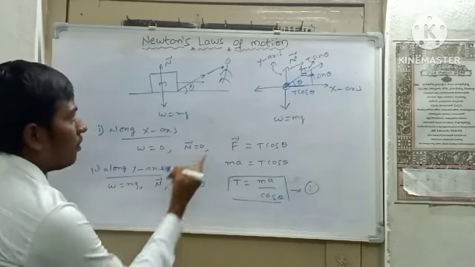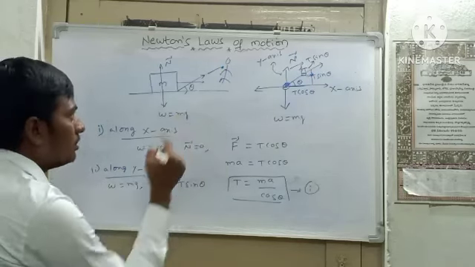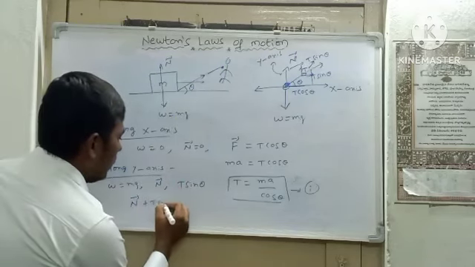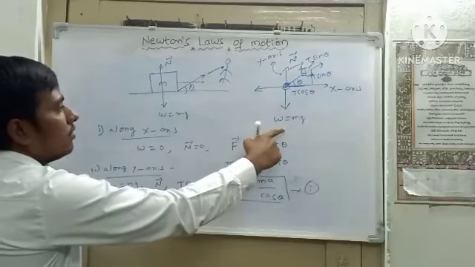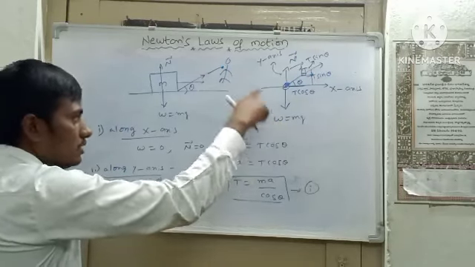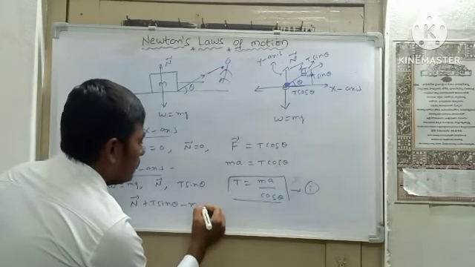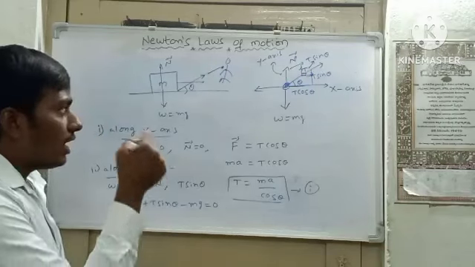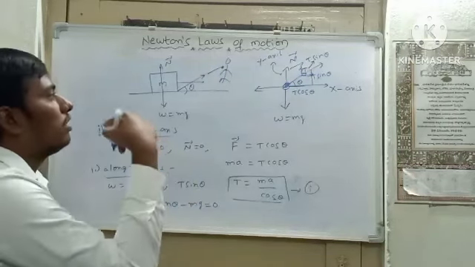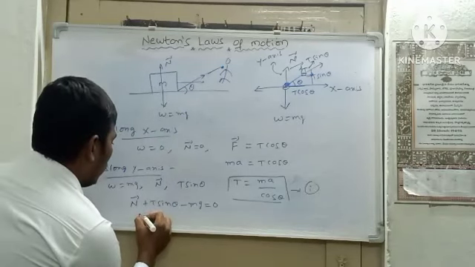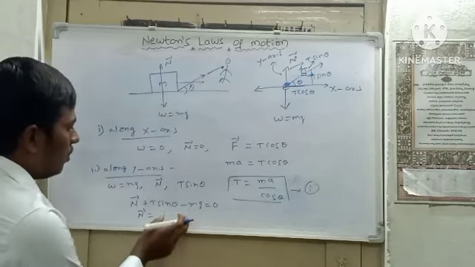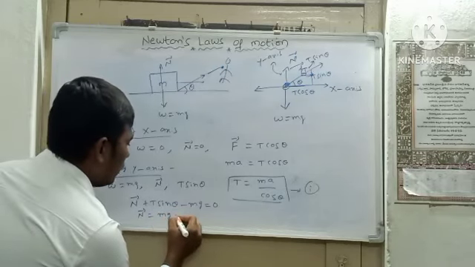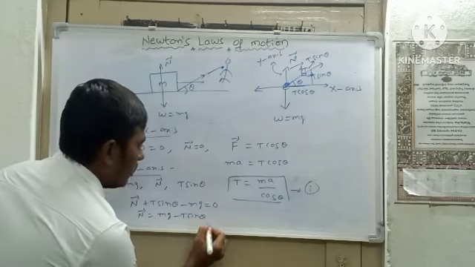Here along the y-axis, what is it? Contact force plus tension T sin theta, and gravitational force which is downward, that's why negative, minus mg is equal to 0. What is our second question? The contact force applied by the table on the body. So contact force N bar is equal to, we take these two terms to the right, mg minus T sin theta.